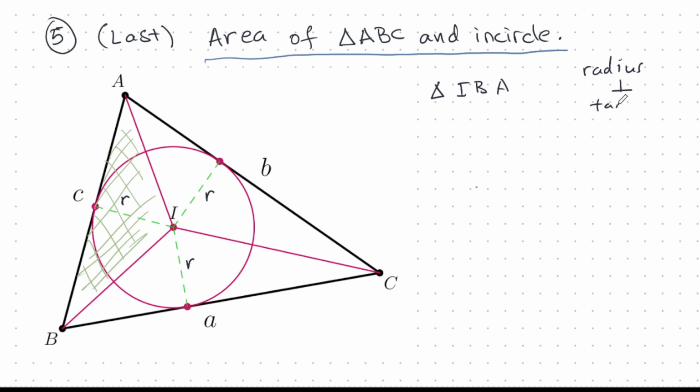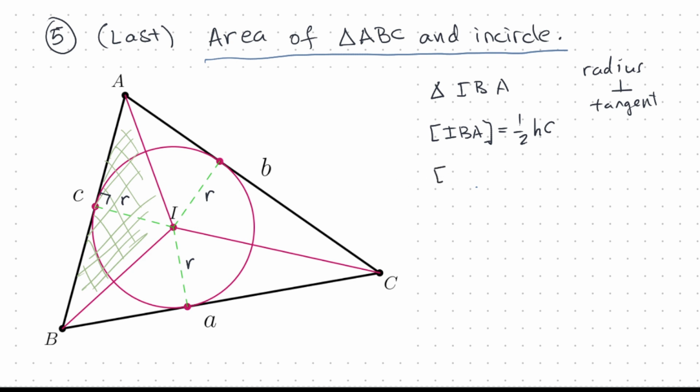Because of the theorem, remember the theorem that radius is perpendicular to tangent. Radius is perpendicular to tangent. That means r is actually the height of this triangle. And so then it's easy to calculate the area of this. Area of IBA is just 1/2 the height times the base. What is the base? The base here is C.